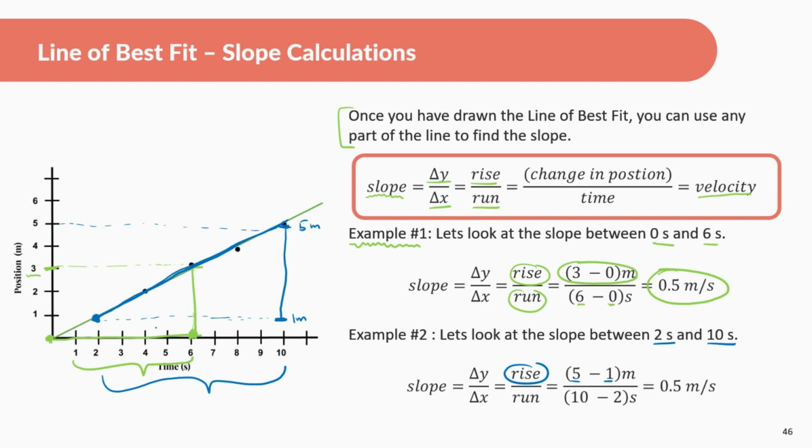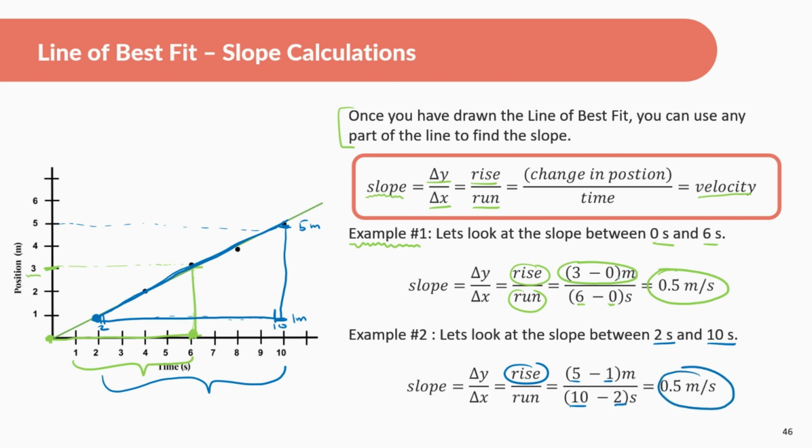And then let's look at the run. So the run is going to be from this 2-second point all the way to over here. So it's going from 2 seconds to 10 seconds. Okay, so I'm going to put 2 and 10. Okay, and then what we have is 5 minus 1, which is 4, and 10 minus 2, which is 8, and it's going to be 0.5 meters per second.